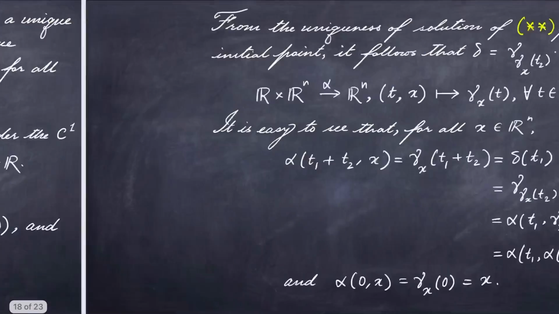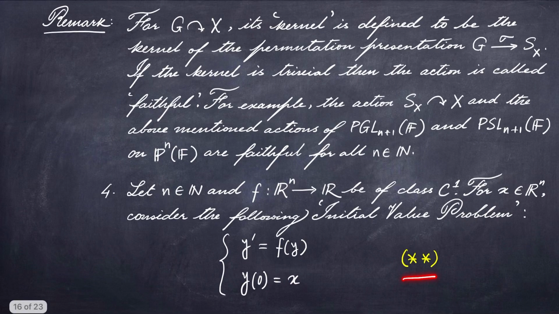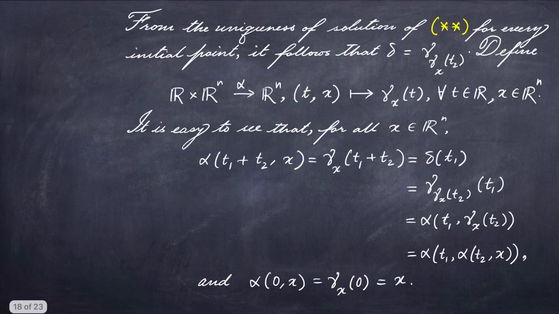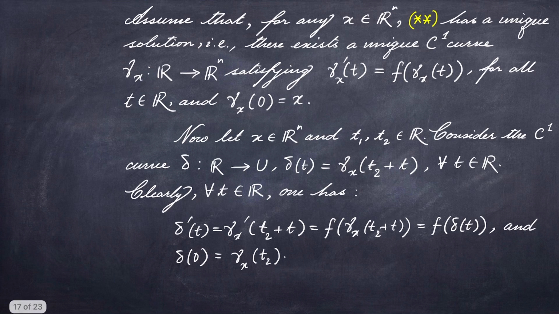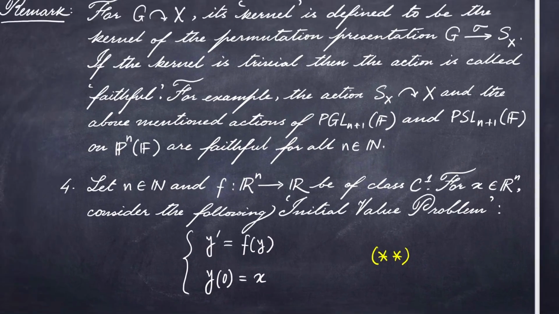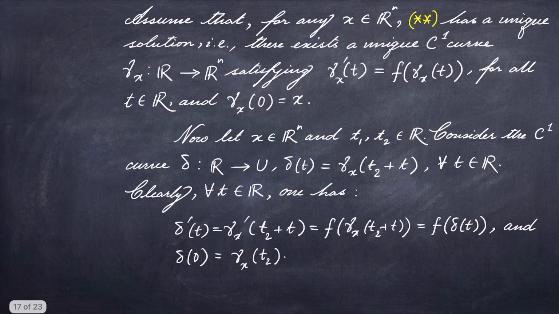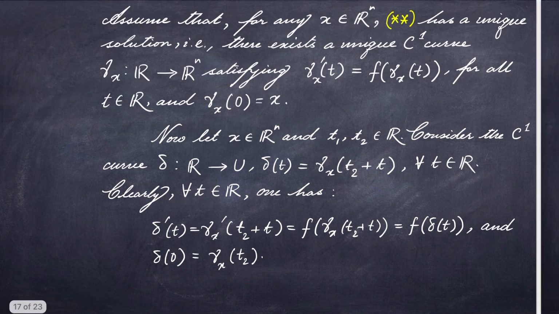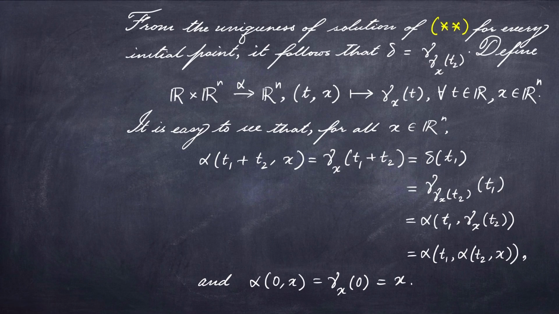After this computation, we see that delta prime t is nothing but f of delta t, and delta 0 is this. Thus, from the uniqueness of the solution of the system corresponding to every x, we see that the delta defined here satisfies the first condition and the second condition. So that means that delta is nothing but the solution of the initial value problem corresponding to this initial value.